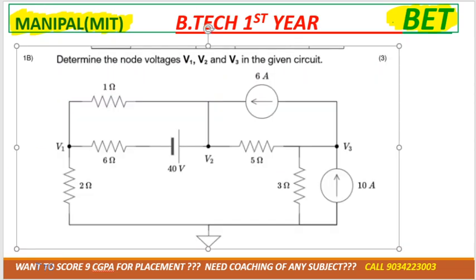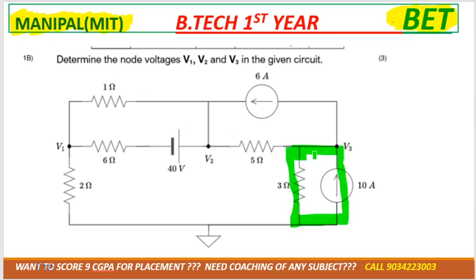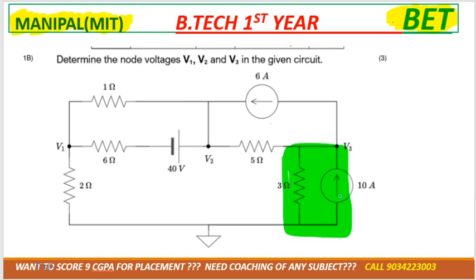Correct? A current source with a resistance is only creating confusion, and as you can see both are connected in parallel. So I'll suggest that whenever the current source is connected in parallel with the resistance, in that case convert it always into the voltage source. Why? If you convert the current source into the voltage source, then one mesh is always reduced. So this is of 10 and 3, that would be 30 volt.